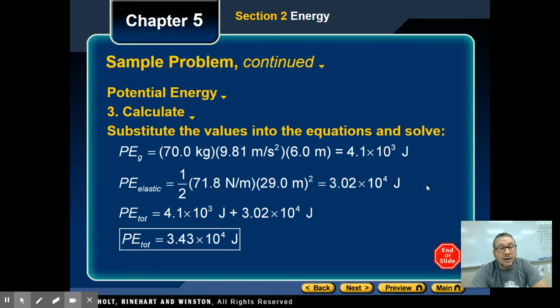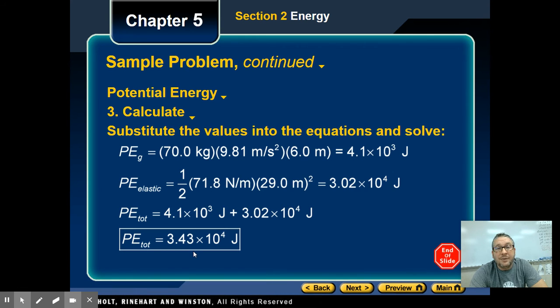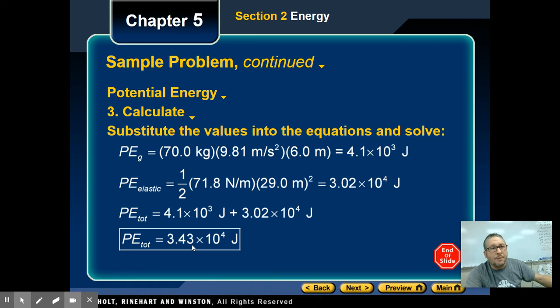Once we determine the potential energy for each of these situations, to find the total, we sum them up, and we find that we get 3.43 times 10 to the fourth joules of total potential energy. So, that problem is one where it involves both types, which we don't see every time, but we could see.